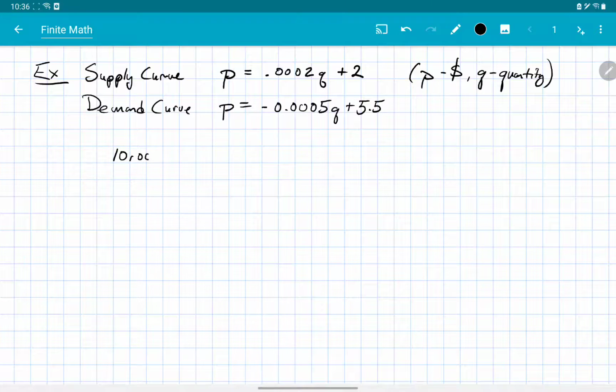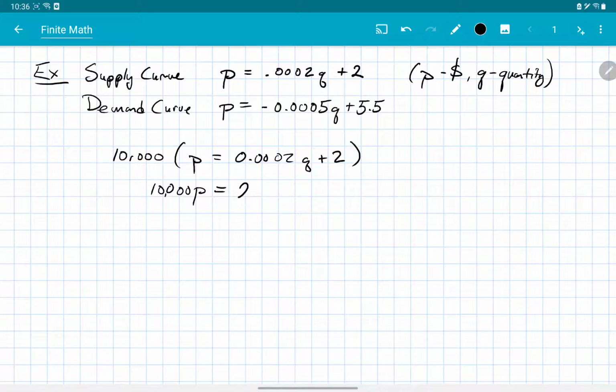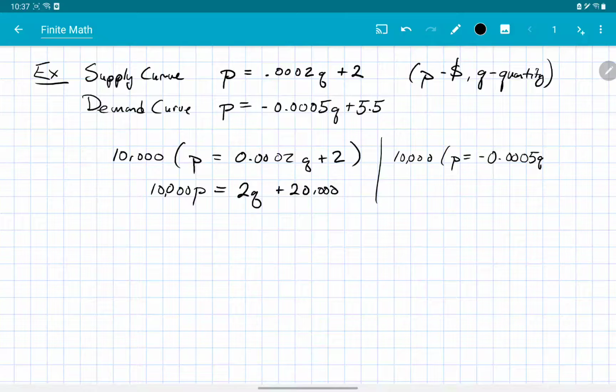So 10,000 times the supply curve, I'll write it here shortly, is going to be 10,000 P is equal to 2Q plus 20,000. So that's the new supply curve. And then the new demand curve is going to be 10,000 times this curve here. Now, one thing to note, you don't have to multiply both equations by the same number.